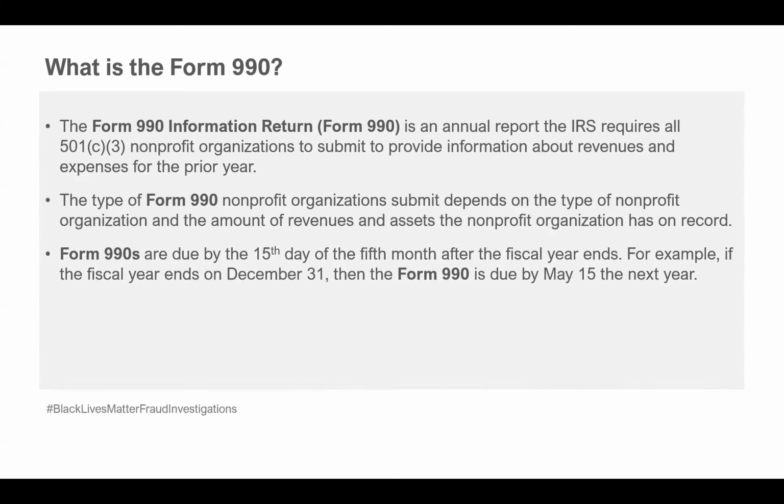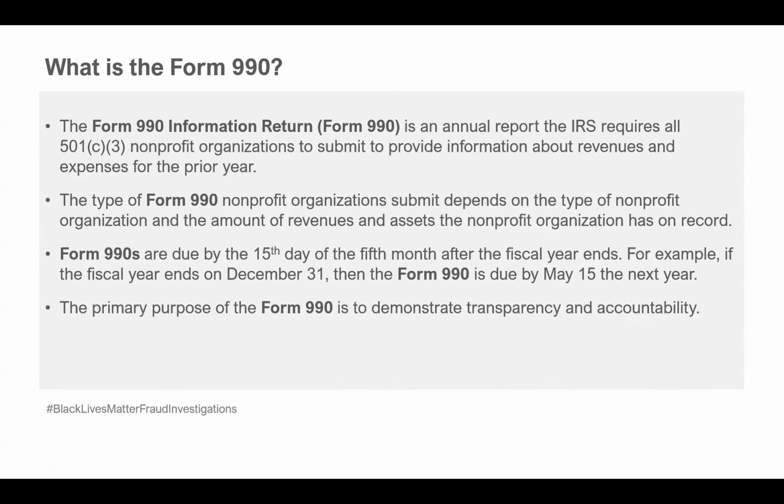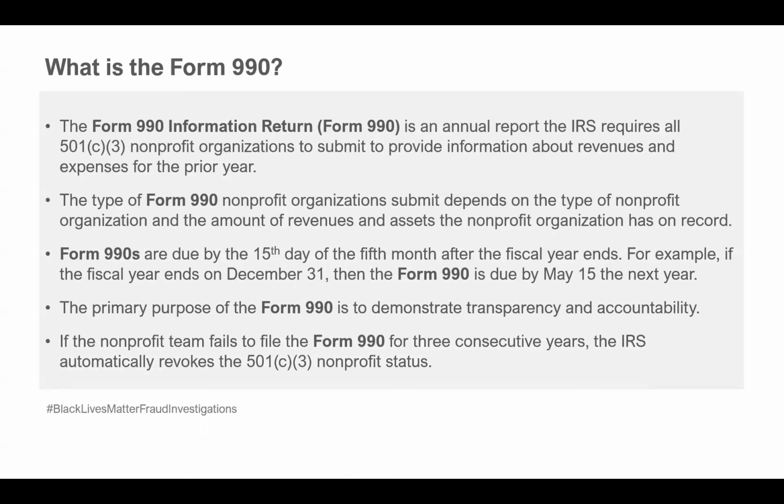Form 990s are due by the 15th day of the 5th month after the fiscal year ends. For example, if the fiscal year ends on December the 31st, then the Form 990 is due by May 15th the next year. The primary purpose of the Form 990 is to demonstrate transparency and accountability. If the nonprofit team fails to file the Form 990 for 3 consecutive years, the IRS automatically revokes the 501c3 nonprofit status.